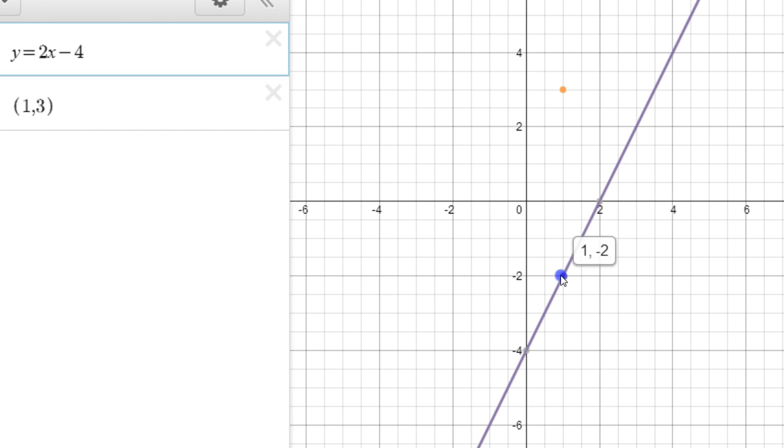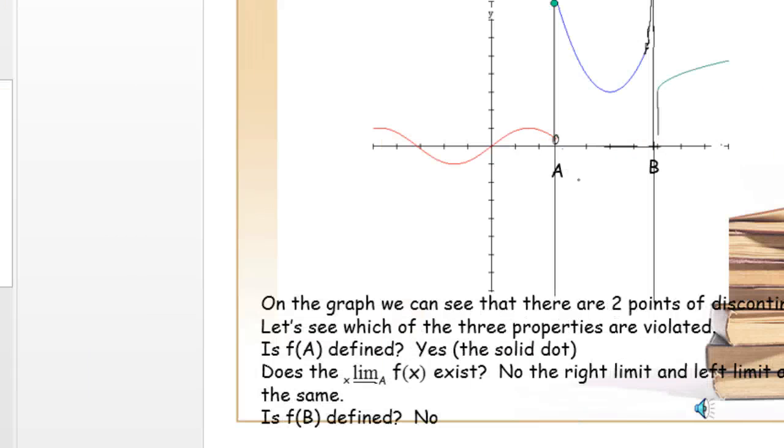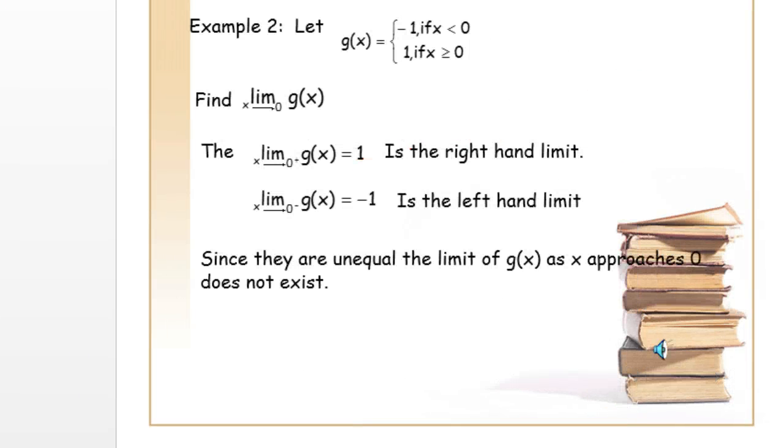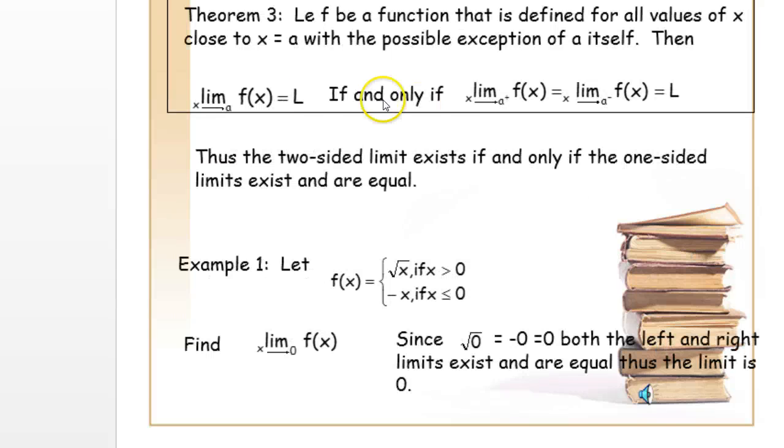But if I actually get to it for my limit, you have to remember, you have to follow this specific rule for limits. Not only do you have to have a left-hand side and a right-hand side limit, but you actually have to equal that limit. Alright, so let f be a function that is defined for all values of x close to x equals a, with a possible exception of a itself. Then the limit as x approaches a of f of x is equal to L if and only if the limit as x approaches a from the left-hand side is equal to the limit as x approaches a from the right-hand side, and it all equals L.